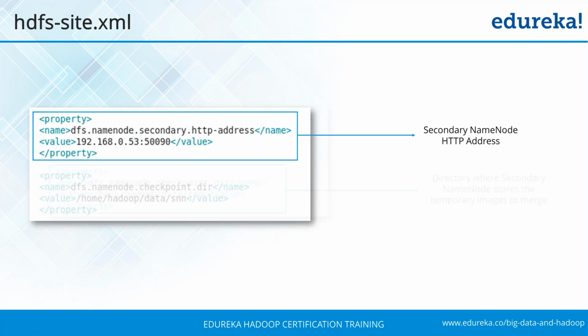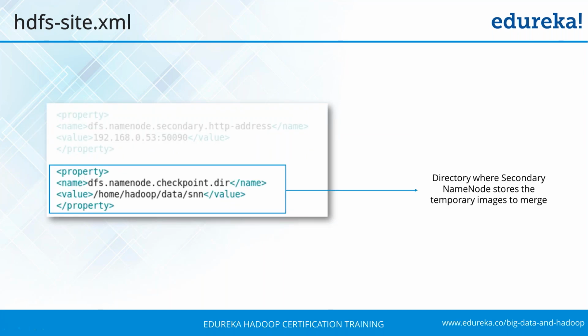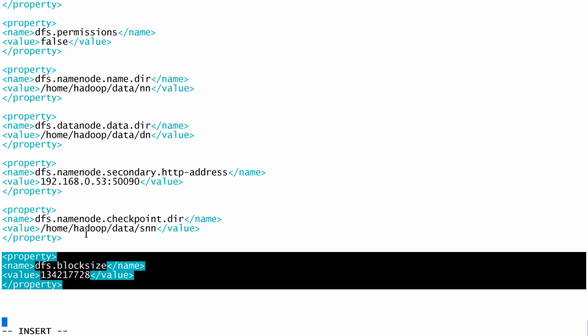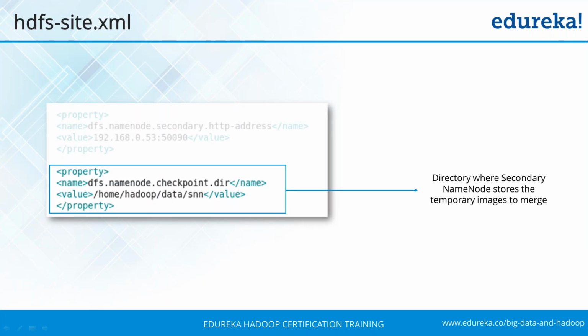And then this is the checkpointing directory where basically the secondary name node is going to store the checkpoint data, or you can say the backup metadata of the name node. This is the location, the directory where secondary name node stores the temporary images to merge. This is the location where it is going to store the data. This is also what we have created here.